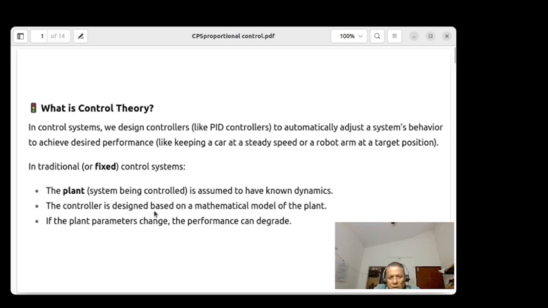The controller is designed based on the mathematical model of the plant. That is, there will be a mathematical model for this plant, and that is known as the transfer function in the case of a control system. The plant parameters can change. The quantity of water in the tank can change, the density can change, all these things can change. So the performance of the plant may change.